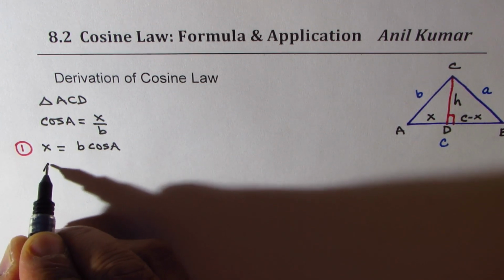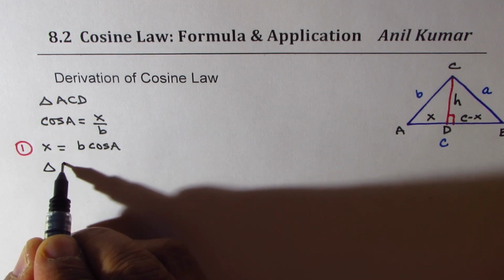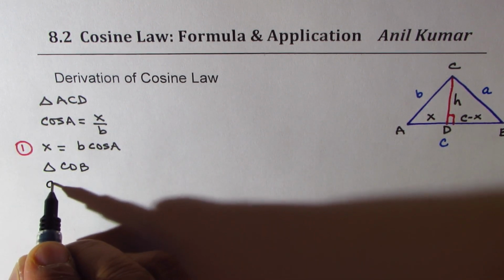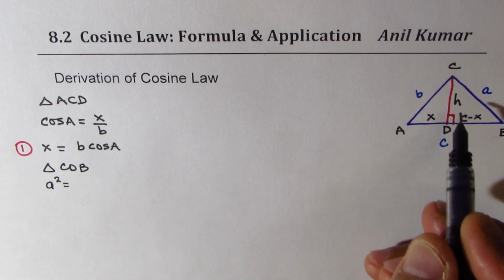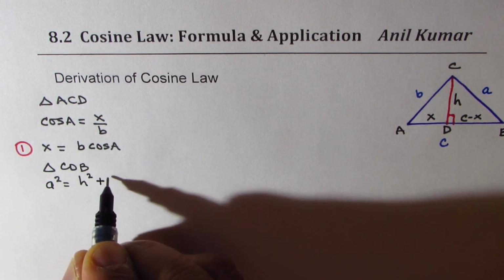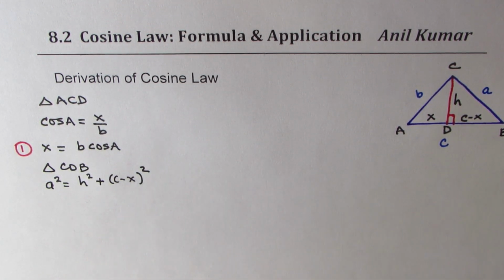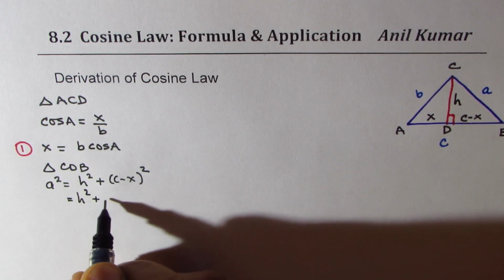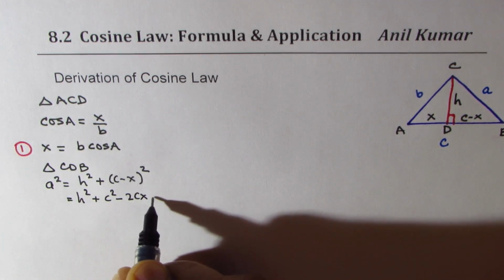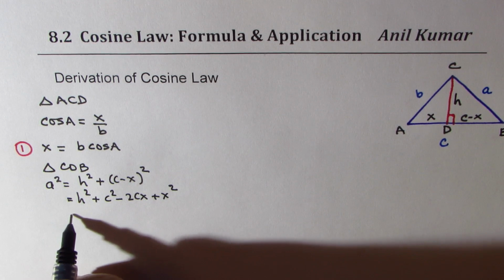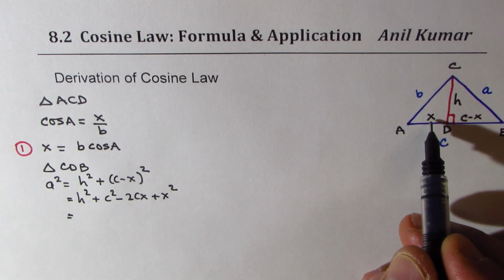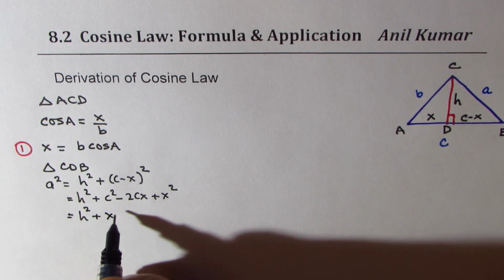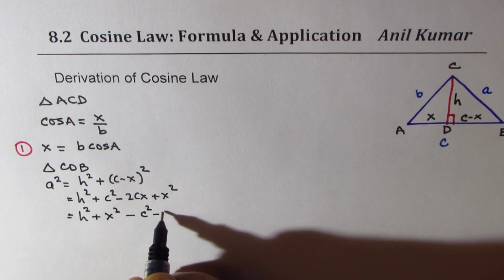So now we'll explore the triangle CDB. This is also a right triangle. So we can say a square, the hypotenuse, is equal to h square plus c minus x whole square. If I expand this, I get h square plus c square minus 2cx plus x square. Rearrange. I'm bringing this x square together with h square. We got h square plus x square, and the other terms, c square minus 2cx.